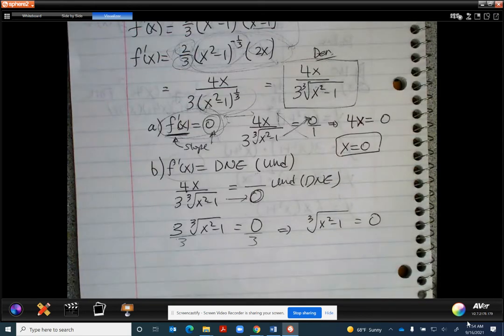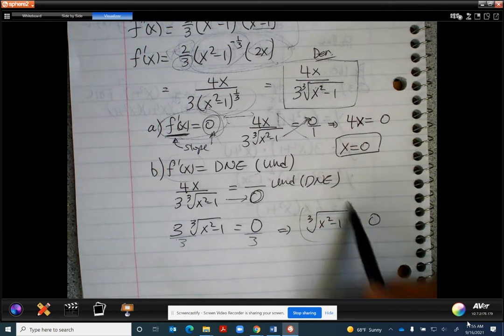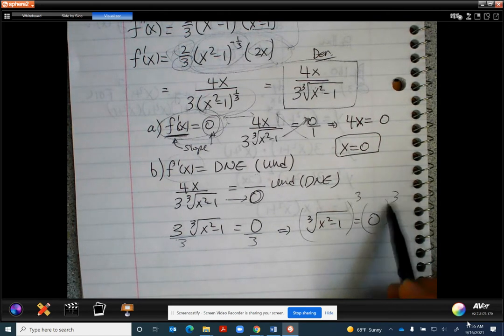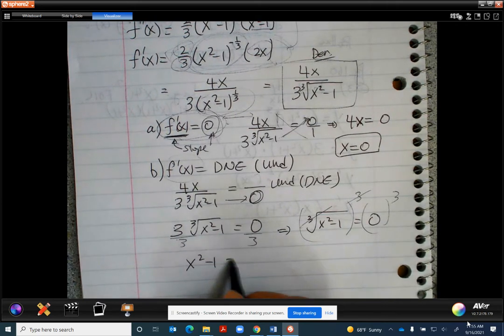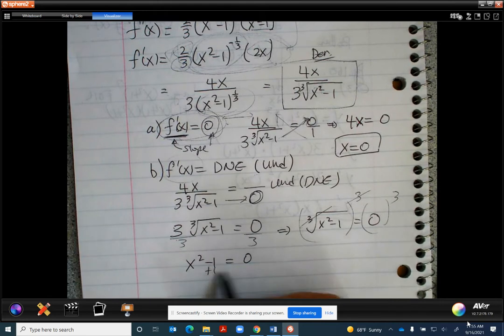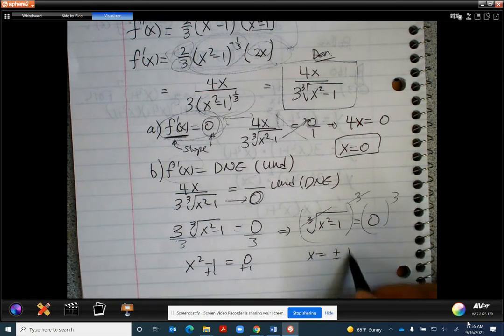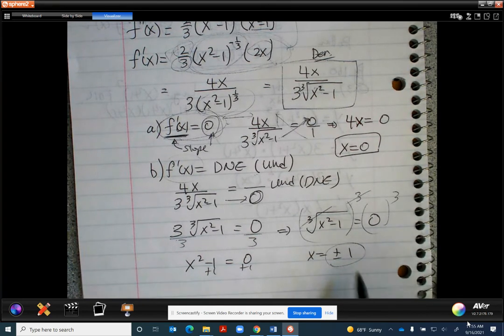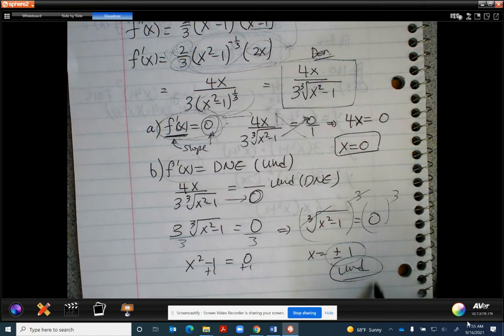How do I get rid of this cubic root? You cube both sides. So if you cube both sides, the cubic root will go away. You have x squared minus 1 is equal to 0 to the third power, which is 0. You add 1 and add 1. x is equal to plus and minus 1. So it is undefined when x is equal to 1 and negative 1.